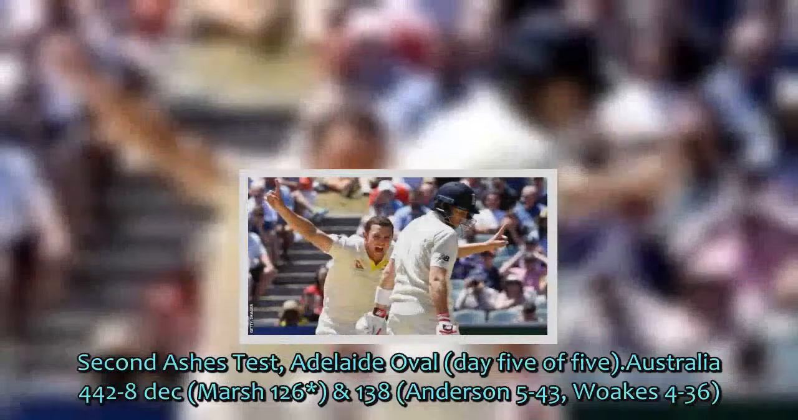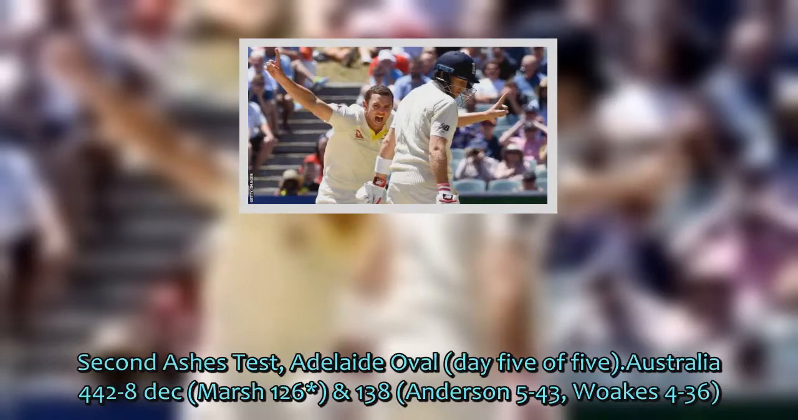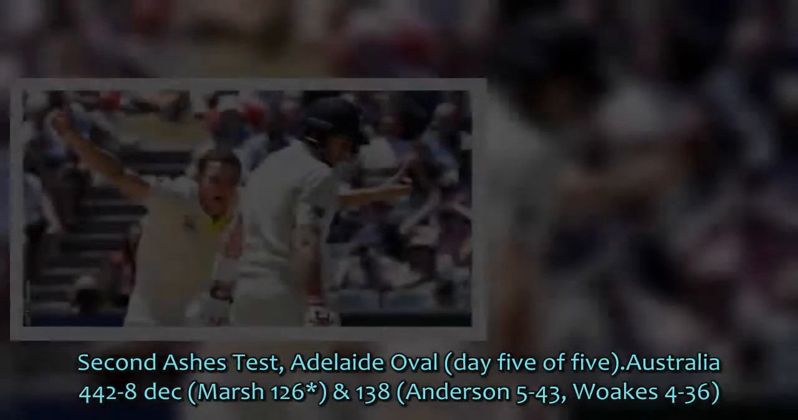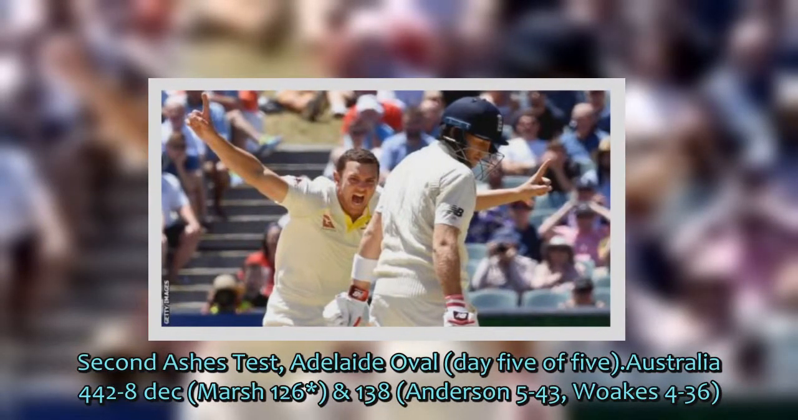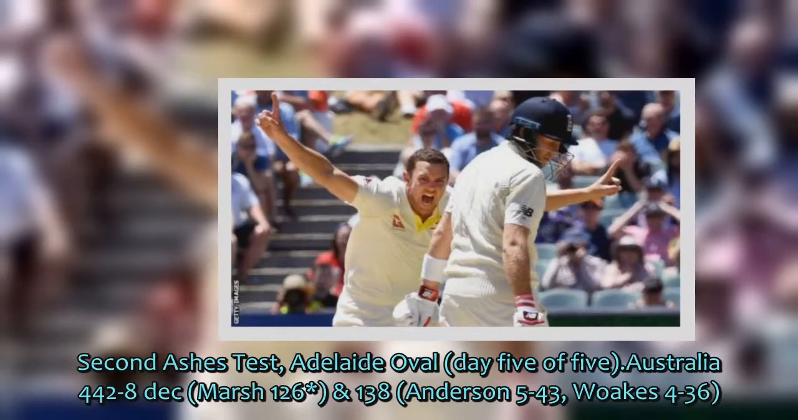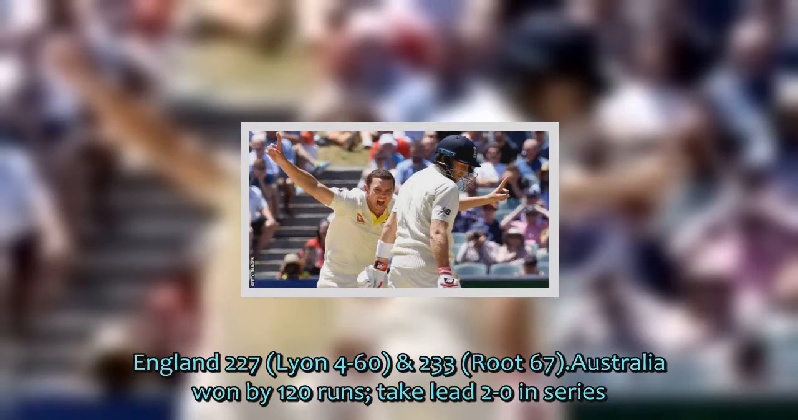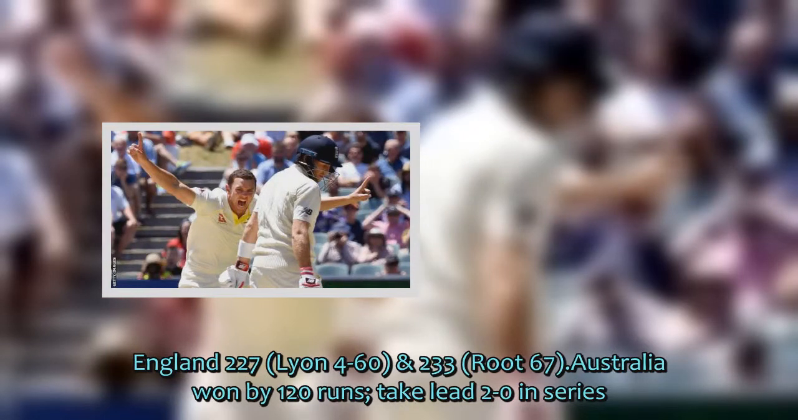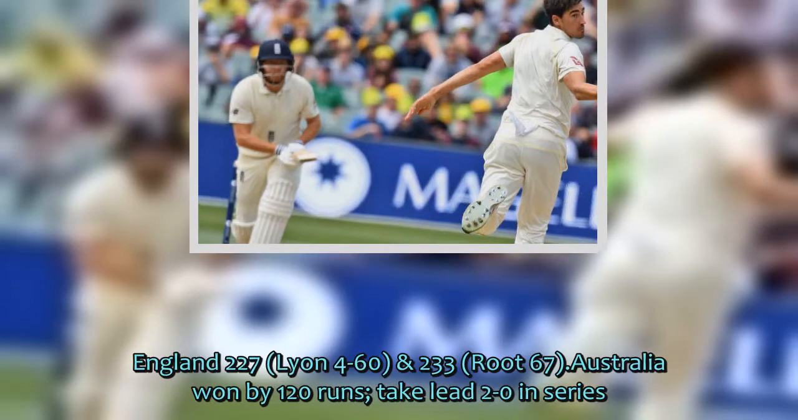Second Ashes Test, Adelaide Oval, Day 5 of 5. Australia 442-8 declared, Marsh 126, and 138, Anderson 5-43, Wilkes 4-36. England 227, Lyon 4-60, and 233, Root 67. Australia won by 120 runs, take a 2-0 lead in the series.